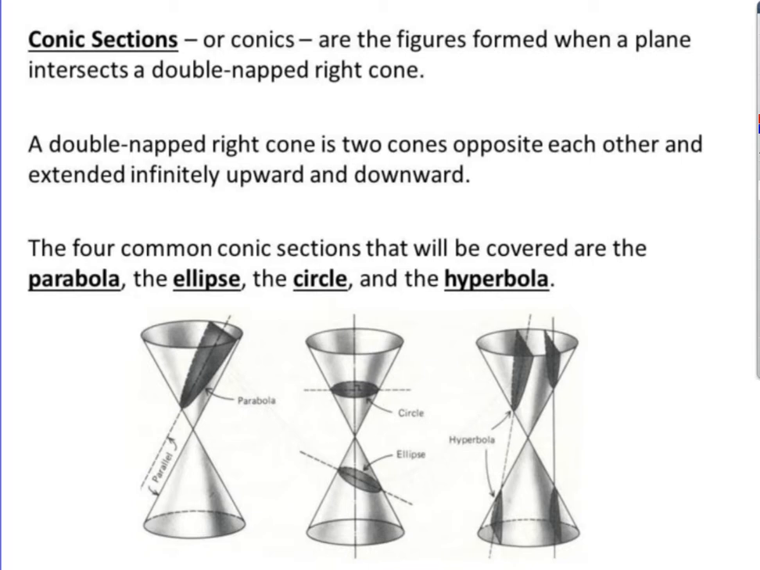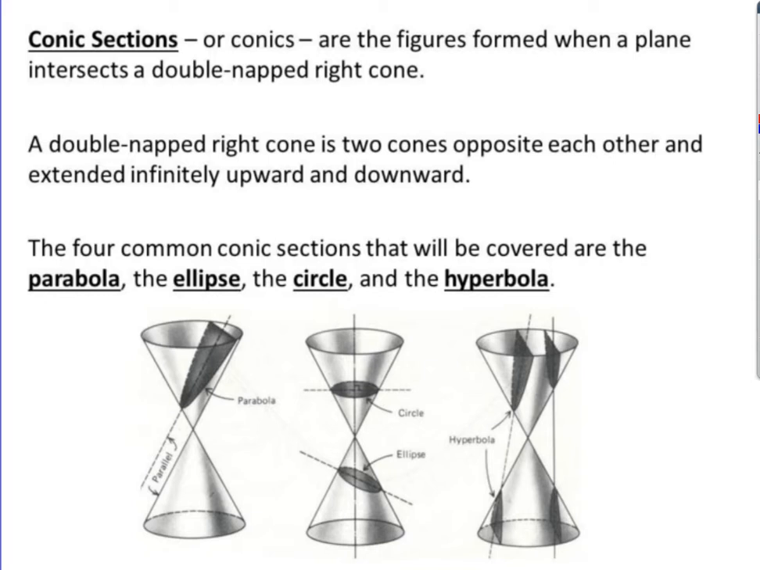So in chapter 7, the entire chapter is about conic sections, or just a conic. These are figures that are formed when a plane intersects a double-napped right cone. If you look at the pictures on the bottom, these are double-napped. It means it has two different cones, one's going up and one's going down. The different ways you can cut through these two cones will give you different figures.